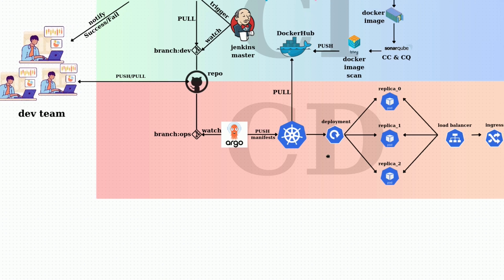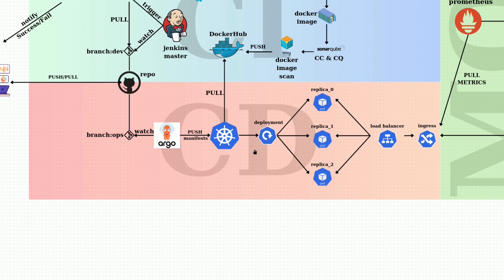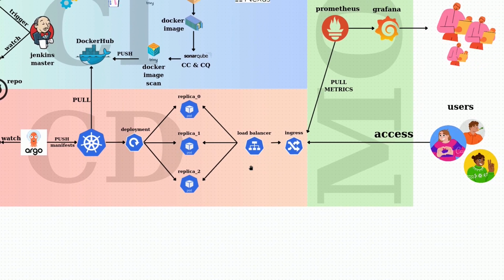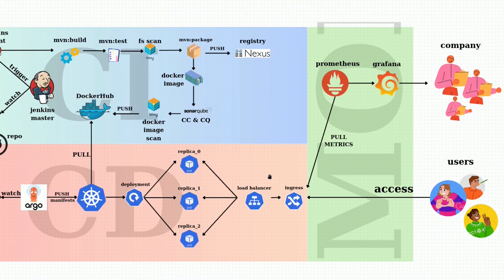And the Kubernetes server is going to deploy our application. And that application is going to consist of 3 replicas, 1 load balancer, and 1 ingress. Once that's finished, we can talk about the monitoring part. As you can see, our users don't go into the monitoring part. They will access the application through the ingress directly.